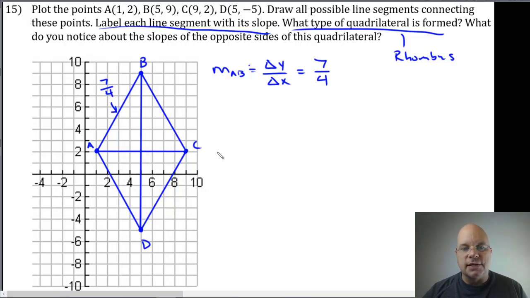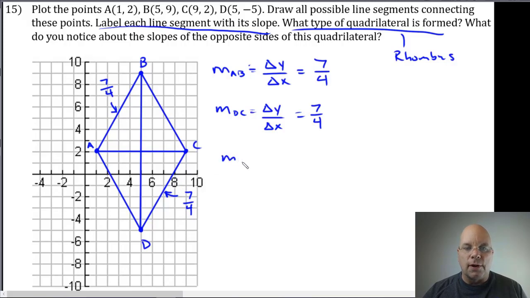Line segment DC, I'll do that next because it's opposite AB. If I go from D to C, I'm going up 1, 2, 3, 4, 5, 6, 7, and I'm going right 1, 2, 3, 4. So that's also 7/4. They should be equal slopes because the lines are parallel. We said we have a parallelogram, the opposite sides are parallel, so the slopes should be equal, and they are.